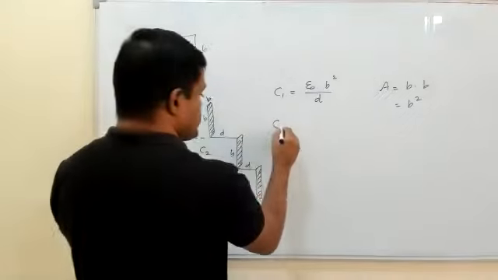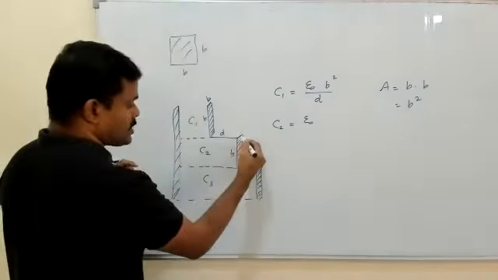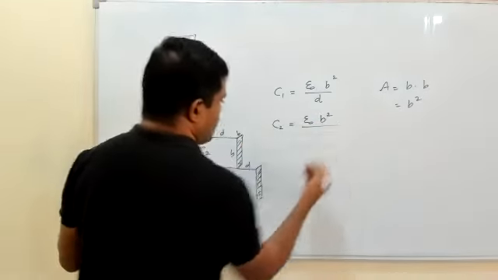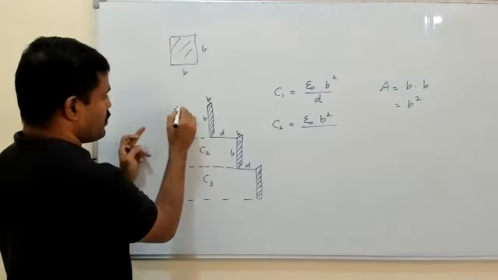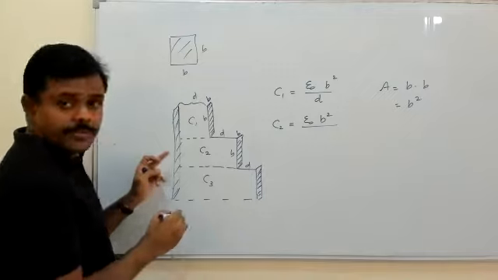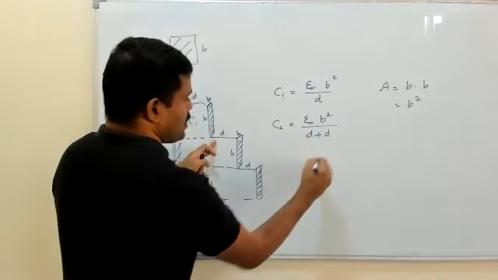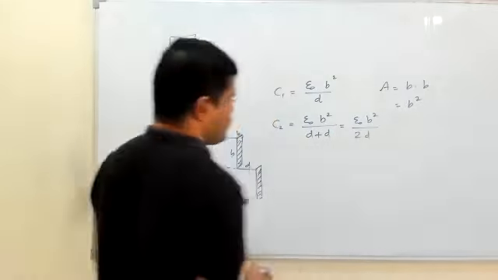What about the second capacitance? C2 is equal to epsilon 0. There also the area is what? This side is B, this side is B. So area is B square by, what is the distance? This side is D. You forgot to give this distance. It is D. So altogether D plus D. That is epsilon 0 B square by 2D.